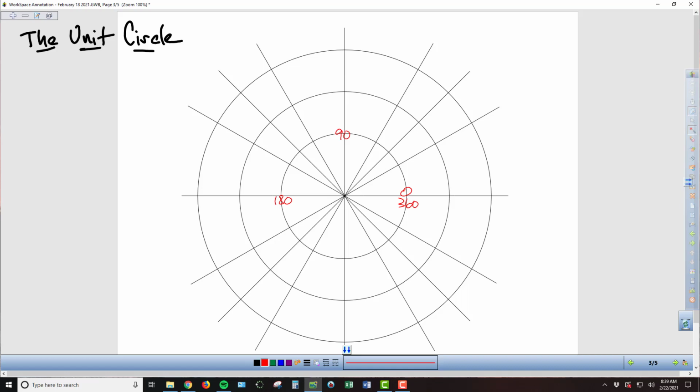And again, all of these rotations are from the positive x-axis over here. So 270 would be at the bottom. So we have our quadrant angles, as we call them: 0, 90, 180, 270, and then 360. And then bisecting each quadrant is going to be the equivalent of 45 degrees. So we know that this here is 45 degrees.